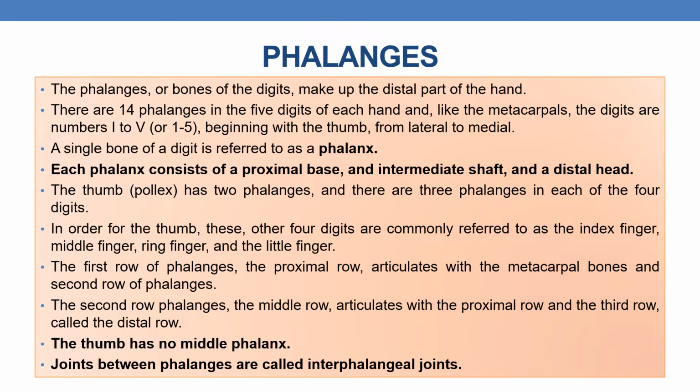Now coming to phalanges. Phalanges, or bones of digits, make up the distal part of the hand. And there are 14 phalanges in the 5 digits of each hand. Like the metacarpals, the digits are numbered 1 to 5, beginning with the thumb, from lateral to medial. A single bone of a digit is referred to as a phalanx. Each phalanx consists of a proximal base, intermediate shaft and distal head.